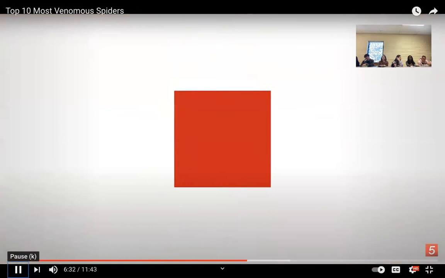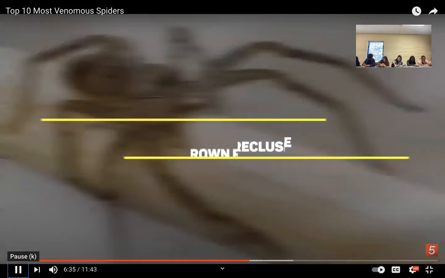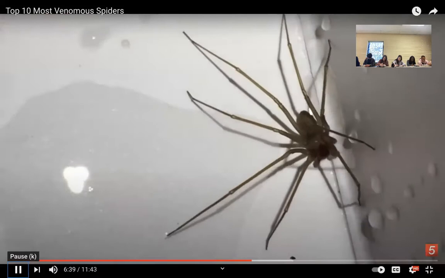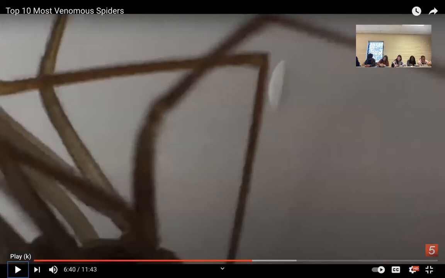Number 4. The brown recluse. The brown recluse spider, also known as violin spiders, fiddlers, or fiddlebacks. The brown recluse could be nicknamed violin spider, fiddleback spider.